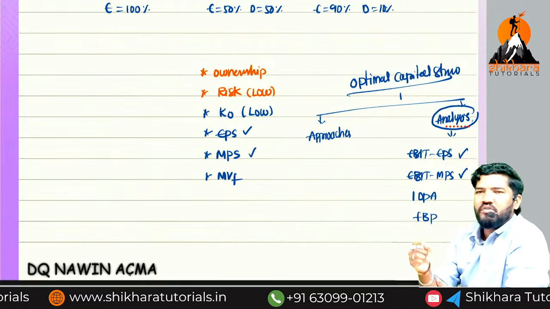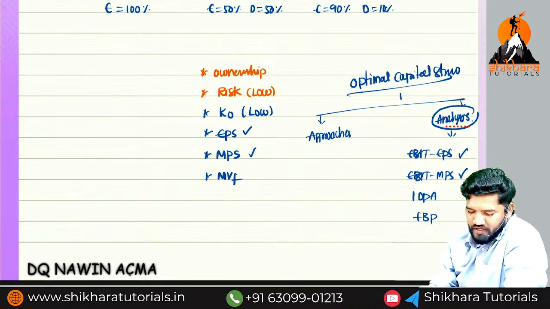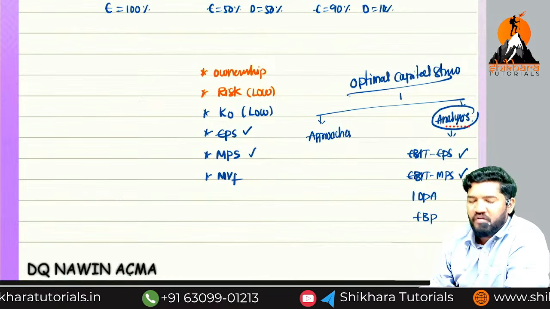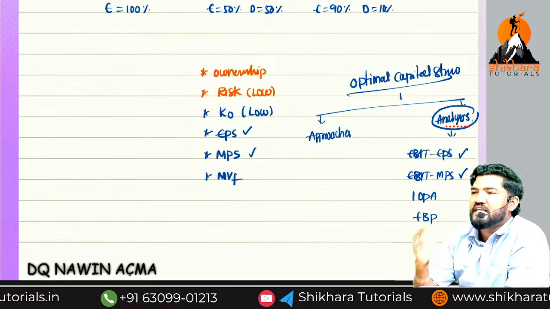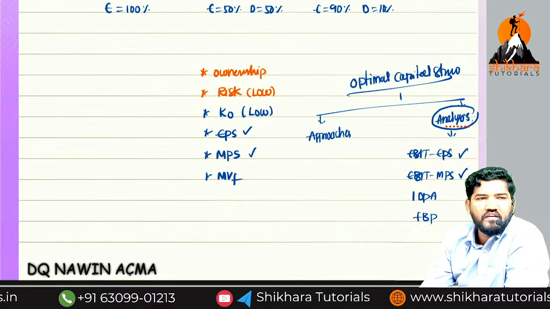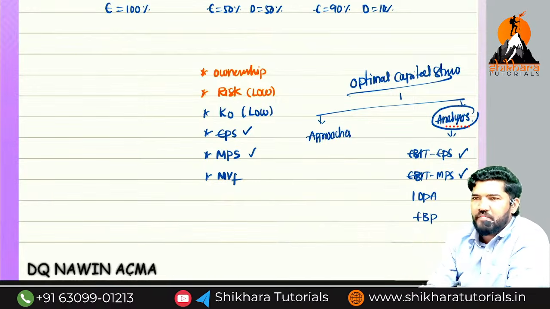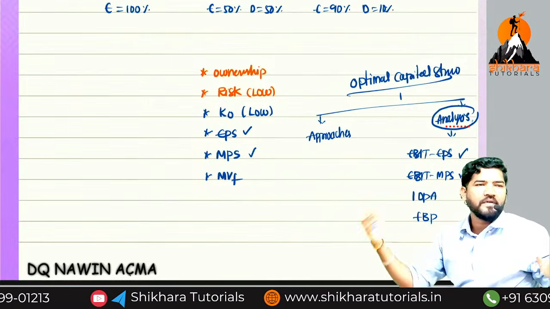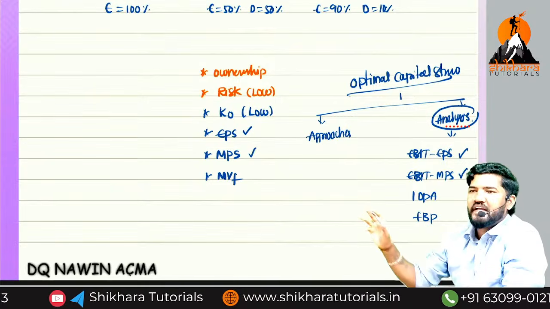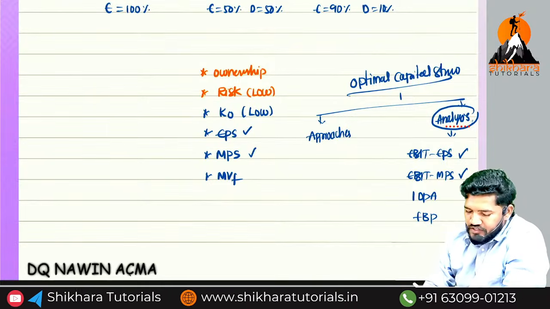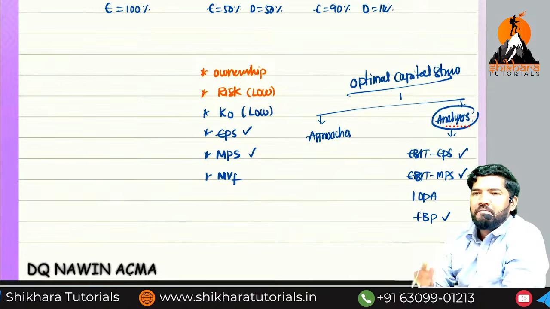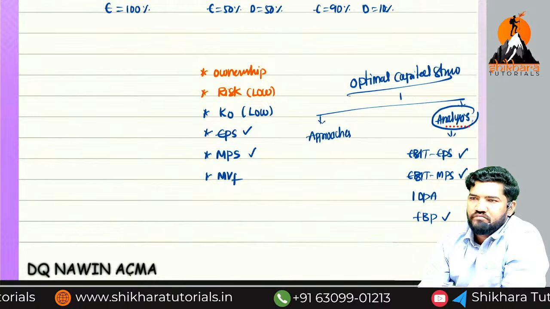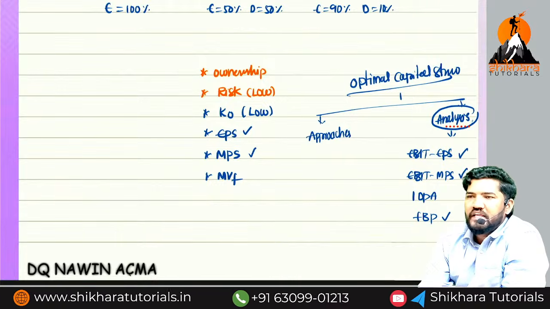But I will just give it, just listen and leave it. Indifference point means at a particular level of EBIT, both plans' EPSs are the same. Nana, clear? If I earn some X amount of EBIT, for that EBIT, plan A EPS is the same as plan B EPS. That is the concept set by the indifference point. Financial break-even point means at a particular level of EBIT, EPS equals 0.